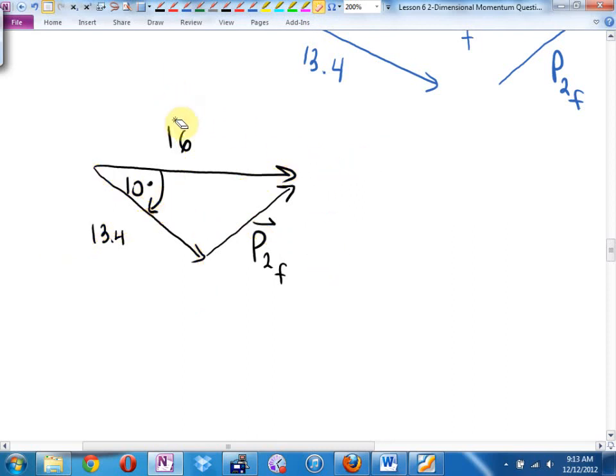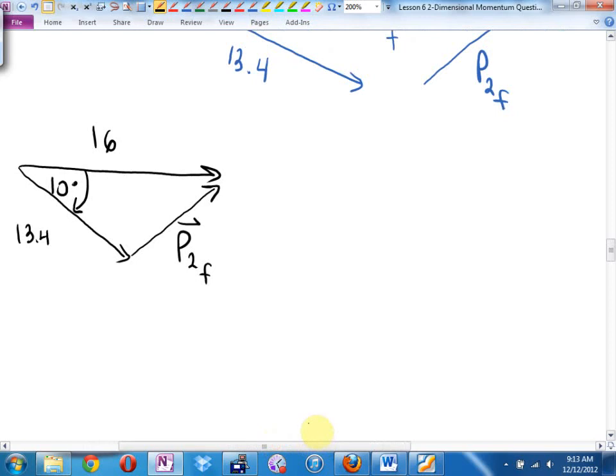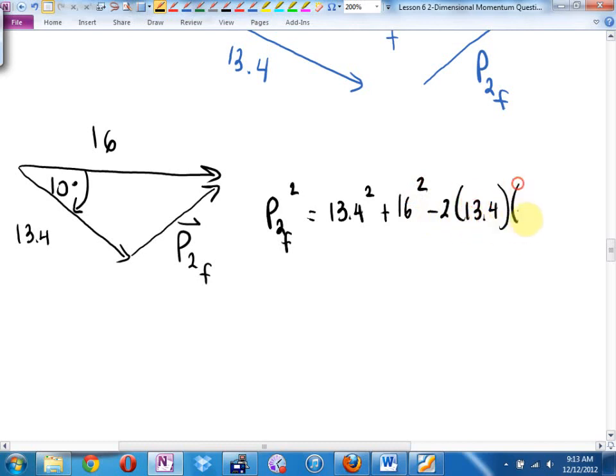What is the cosine law? Now, it is on your formula sheet, but the cosine law says this. This squared equals this squared plus this squared minus 2 times this cos that. It's Pythagoras in disguise. The cosine law says momentum of object 2 final squared equals 13.4 squared plus 16 squared minus 2, 13.4, 16 cos 10.